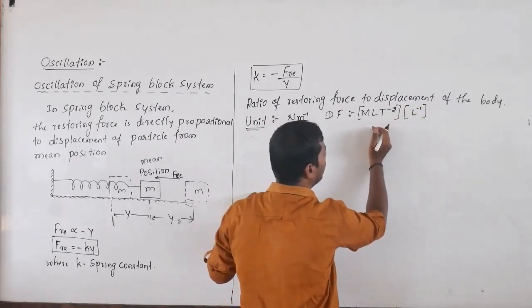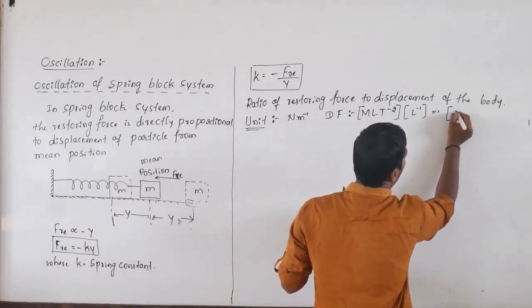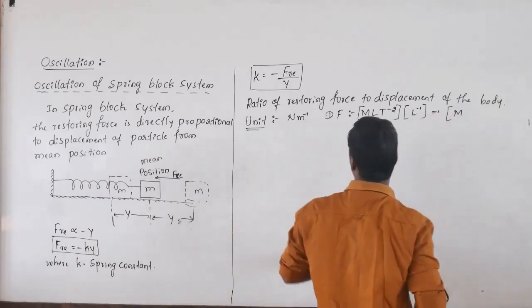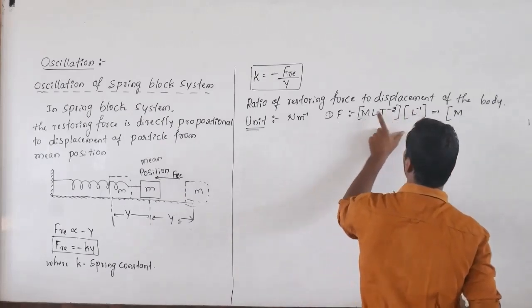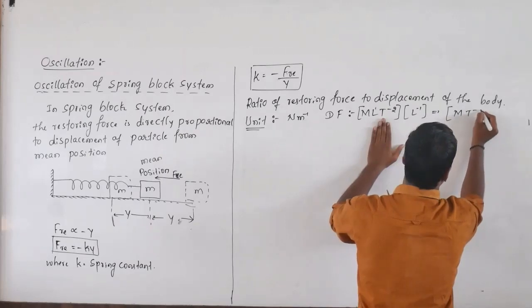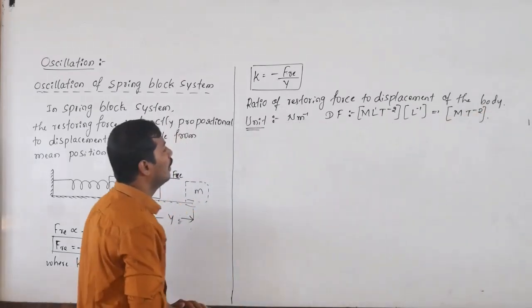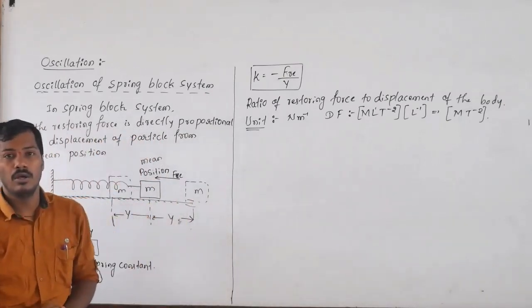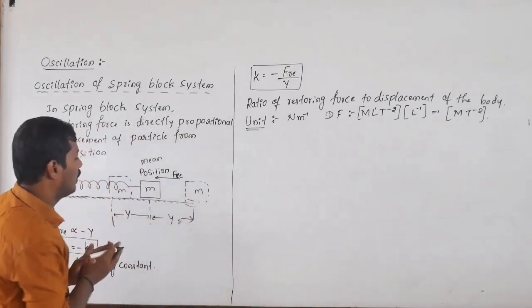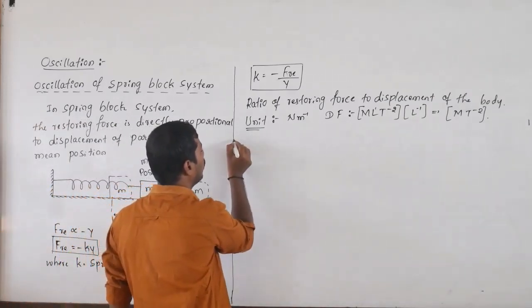If you expand this bracket now, then what happened? Its dimension formula is mass, length: here plus 1 minus 1 gets cancelled, it becomes minus 2. That is the spring constant dimension formula. Then the next part is the combination of the springs.